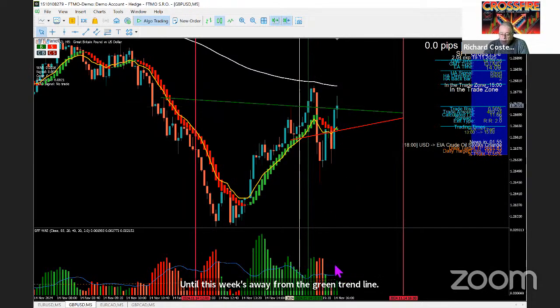But once again, the water atta is telling me to keep out. If that blue line was pointing upwards and the histogram was above the blue line, I might be interested in a buy, but currently that is definitely telling me to keep out.